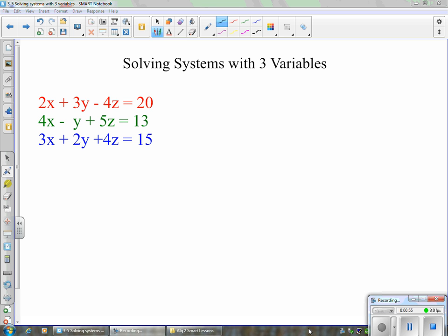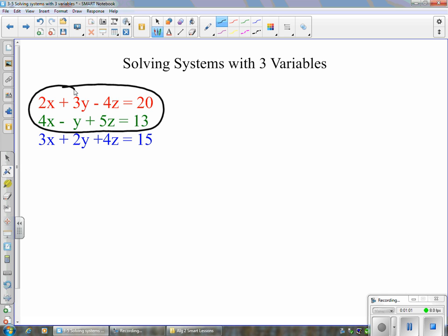So the first thing you want to do is pick two of these. Okay, I'm going to pick the top two, and I'm going to try and eliminate one letter from here. It doesn't matter what letter you eliminate, as long as you pick one. I'm looking at this, thinking nothing really eliminates easily, so how about we pick y to eliminate? If I do that, I'm going to have to multiply the bottom equation times 3. Everything in there times 3, and then that bottom equation will have a plus 3y, and I'll have a minus 3y. The y will eliminate, and I'll be able to do it.